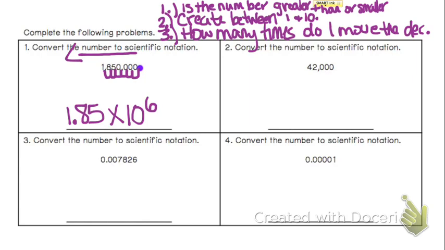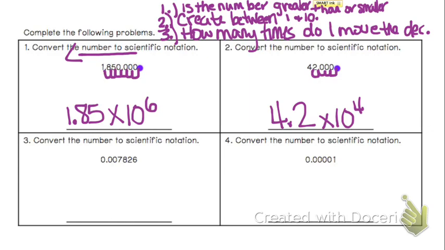So looking at number 2, we have 42,000. Is the number greater or smaller than 1? Since the number is greater than 1, we're going to create a number between 1 and 10. My number between 1 and 10 would be 4.2. How many times did I move my decimal to the right? I moved it 1, 2, 3, 4 times. So my new number in scientific notation is going to be 4.2 times 10 to the 4th power.